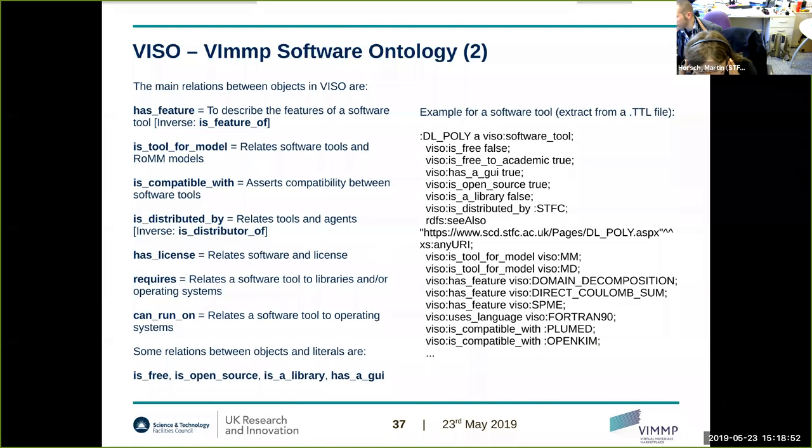They say whether the software is free, is open source, and so on. You find an example on the right in the Turtle format, where we are describing the Alpoly, which is a software tool. And you can see, for example, we are saying, is this open source? It is distributed by SDFC. We give a web page as a reference. We are saying it is a tool for model molecular mechanics, and so on. It is compatible with these other tools, and so on and so forth.